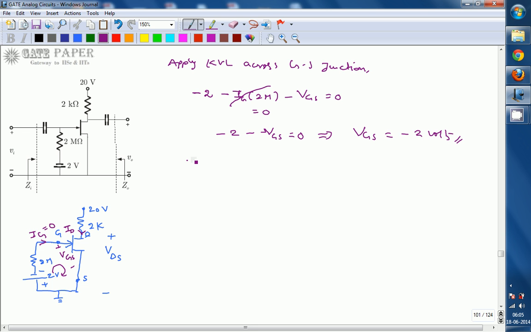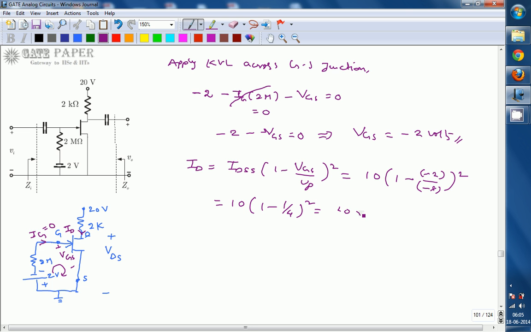We know the drain current equation for the JFET: ID is equal to IDSS times 1 minus VGS by VP, whole square. IDSS is given as 10 milliamperes, so 1 minus minus 2 divided by minus 8, VP is given as minus 8, whole square. So this is 10 times 1 minus 1 by 4, whole square, which is 10 times 3 by 4 whole square, that is 9 by 16. So the value of this is around 5.625 milliamperes.